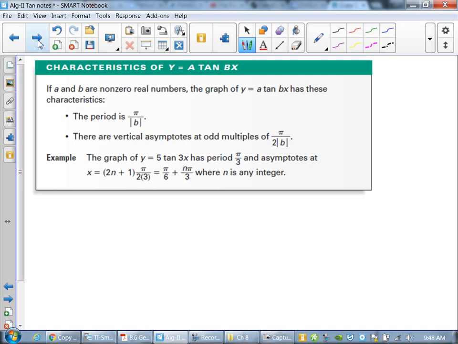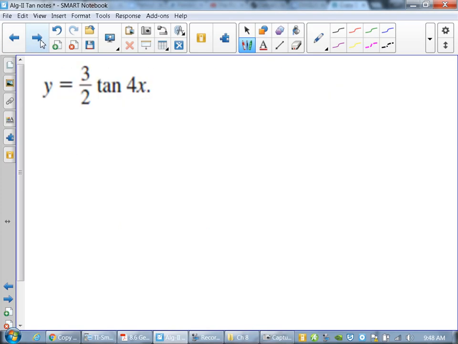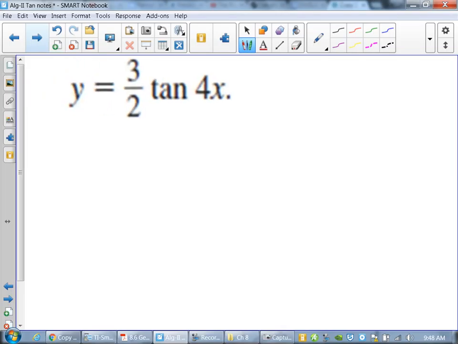So let's look at an example. Y equals 3/4 tangent of 4x. That's 3/2. I was just looking at the 4, sorry. We're going to start by labeling out what we know. A is 3/2. B is 4.